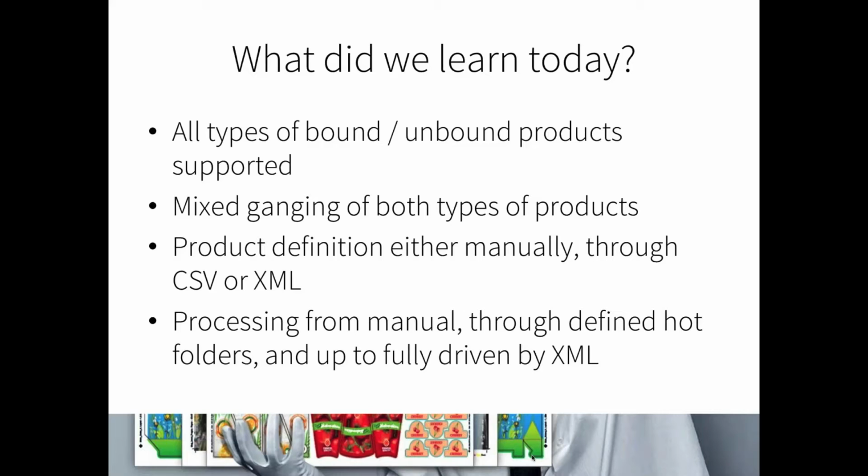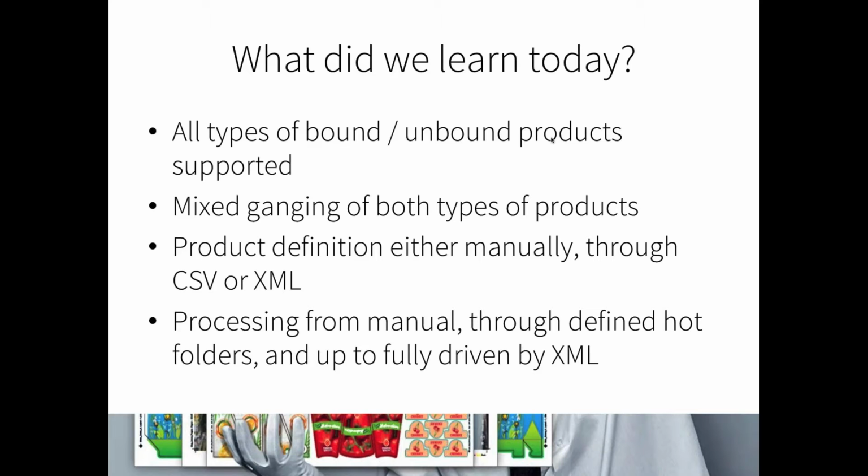We talked about ganging of both of those types of products. So the fact that IMP is capable of calculating solutions for bound and unbound components together, a book together with a leaflet or a bound brochure together with a bunch of business cards. All of those types of situations are possible. And we talked about how products are defined and how you can go through this whole process.